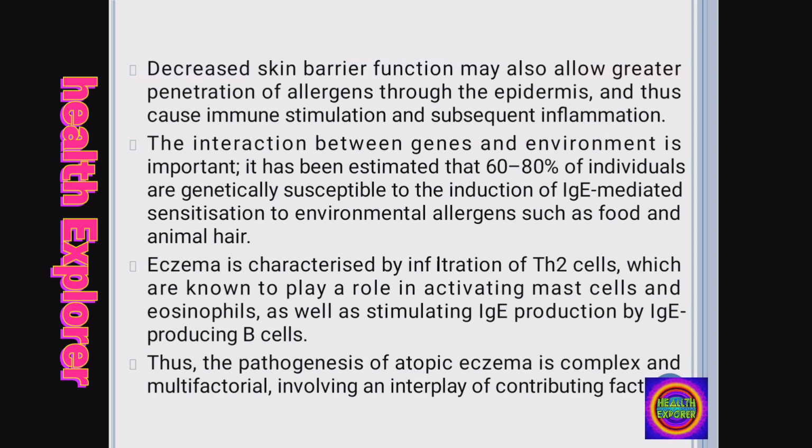Decreased skin barrier function may also allow greater penetration of allergens through the epidermis, and thus cause immune stimulation and subsequent inflammation. The interaction between genes and environment is important. It has been estimated that 60–80% of individuals are genetically susceptible to the induction of IgE-mediated sensitization to environmental allergens such as food and animal hair. Eczema is characterized by infiltration of Th2 cells, which are known to play a role in activating mast cells and eosinophils, as well as stimulating IgE production by IgE-producing B cells. Thus, the pathogenesis of atopic eczema is complex and multifactorial, involving an interplay of contributing factors.